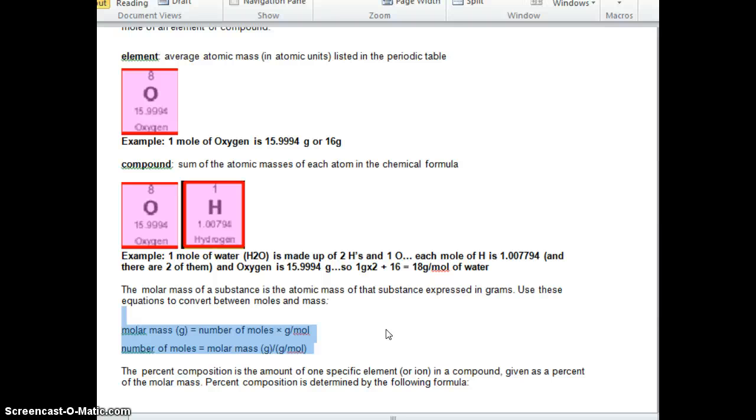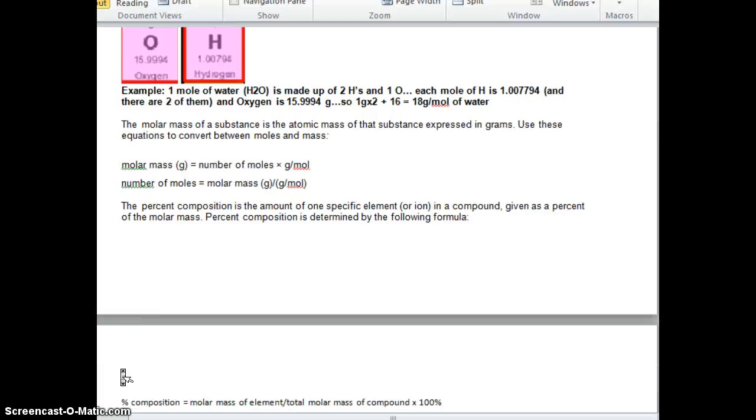Knowing how to figure it out is going to help you more than trying to memorize. And I'll go through how to do that later. The percent composition is the amount of one specific element or ion in a compound, given as a percent of the molar mass. Percent composition is determined by the following formula.